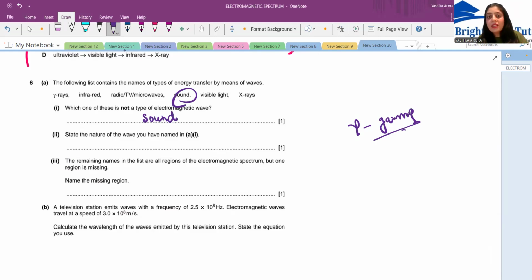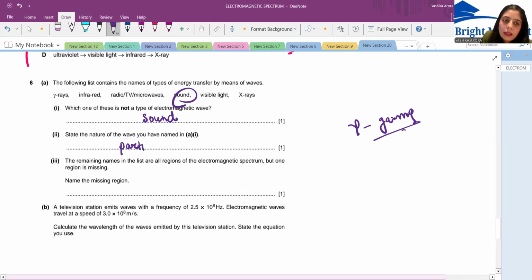Correct? So sound. What is the nature of the wave? Sound is a particle nature. Particle means it requires a medium for the propagation, like solid, liquid, or gas. There needs to be something, then only the sound would travel. So I would say it's a particle nature, or you can write compressions, rarefactions, longitudinal, like that.